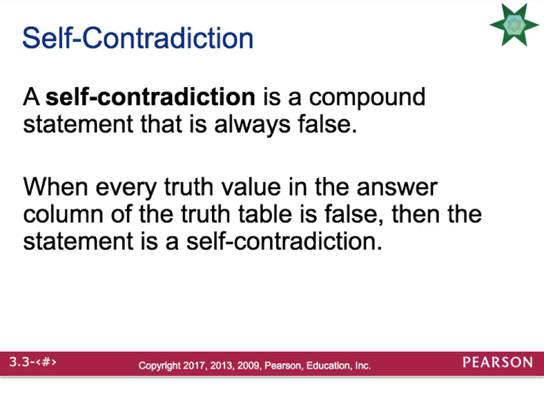There's going to be some special terminology that comes up in this section. One is self-contradiction. A self-contradiction is a compound statement that is always false. So when you get to your final column in your truth table, the whole column will be false. If that happens, you have a self-contradiction.